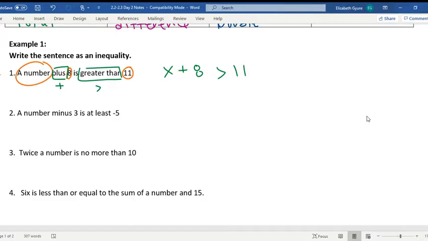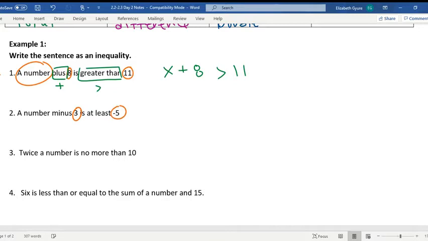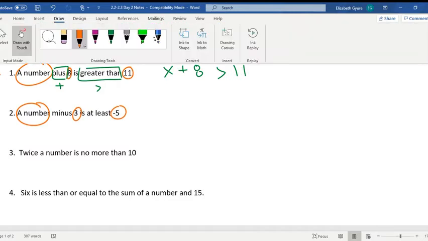All right, so number 2, a number minus 3 is at least -5. Where are my important numbers? 3 and -5. Yeah, and I'm also going to circle a number because we don't know what our variable is. Let's find our math action words.